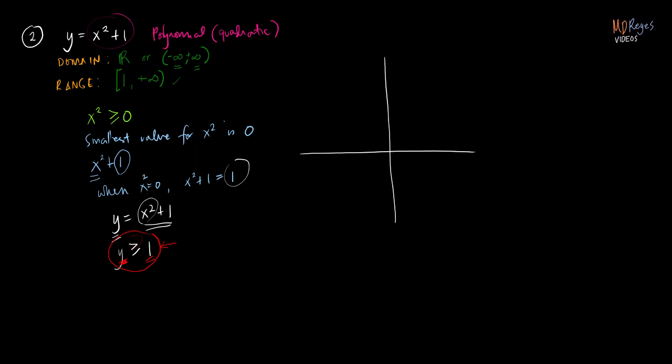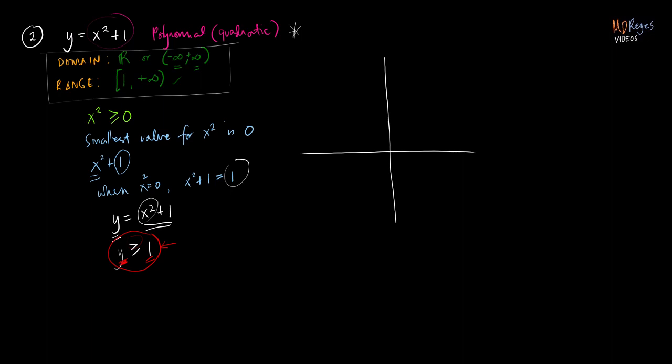Now let me show you that our answers are correct. The domain and range are correct by sketching the graph of the function. Again, this is a quadratic polynomial function, meaning to say if we sketch its graph, we'll get a parabola, particularly a parabola opening upward.